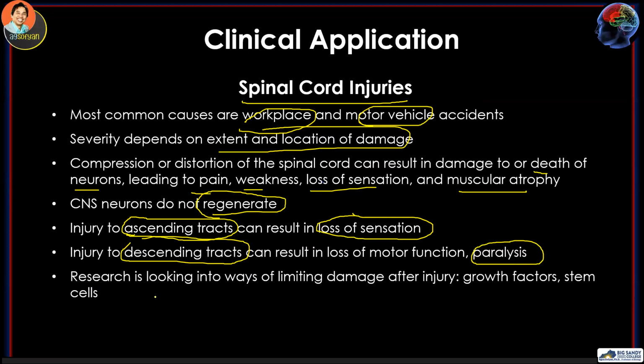So this is how researchers try to do some research, like stem cell research, for example, to know whether neurons can be grown or not.